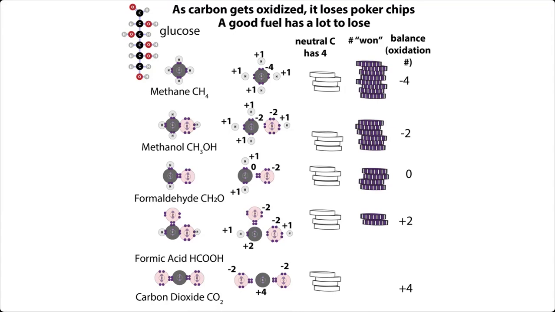So let's look at some fuels, and we're going to focus on the carbon because, well, like we just saw, oxygen is almost always going to have a -2. Hydrogen is almost always going to have a +1. Those are really boring, and I don't want to just go through all those over and over and over again. So let's focus on the carbon.